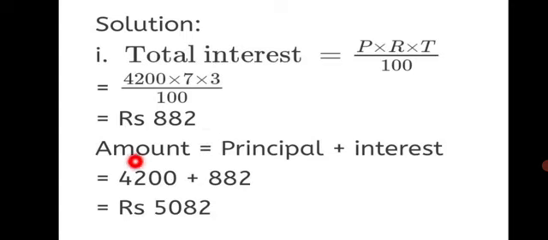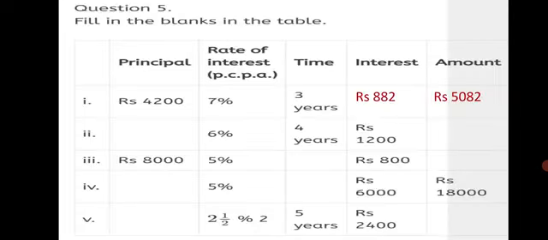Next answer we want is amount. So write down the formula for amount. Amount is equal to principal plus interest. Amount is equal to, principal is 4200 plus 882 interest we found out just now. So rupees 5082 is your total amount. So let's fill up in the table. Rupees 882 is the interest and rupees 5082 is the total amount.